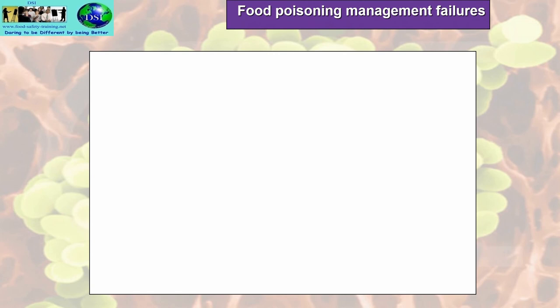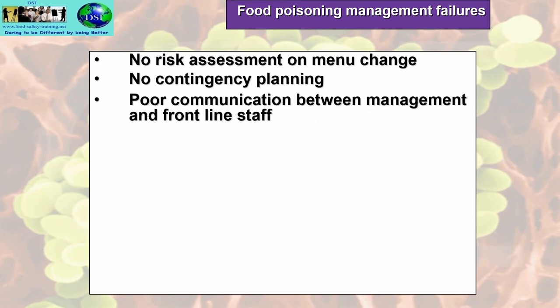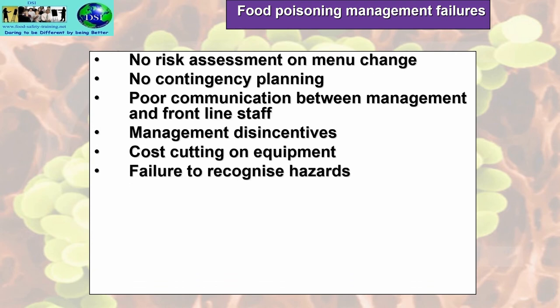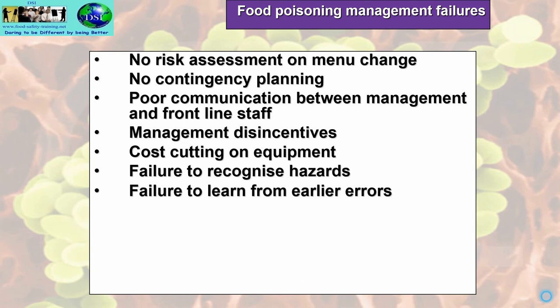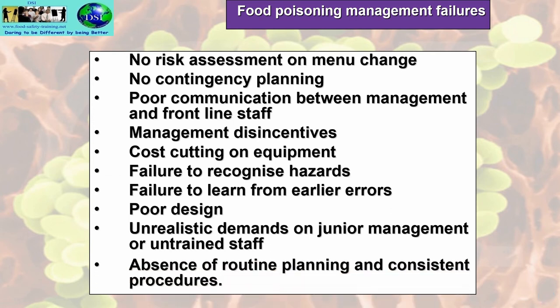So food poisoning management failures. There's no risk assessment on menu change. No contingency planning. Poor communication between management and frontline staff. Management disincentives. Cost cutting on equipment. Failure to recognise hazards. Failure to learn from earlier errors. Poor design. Unrealistic demands on junior management or untrained staff, including supervisory staff. Absence of routine planning and consistent procedures.